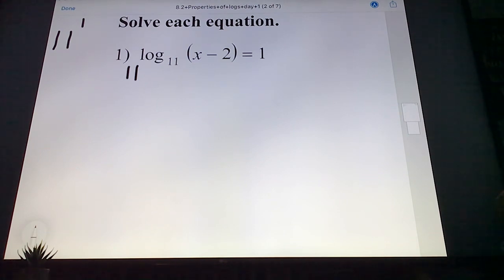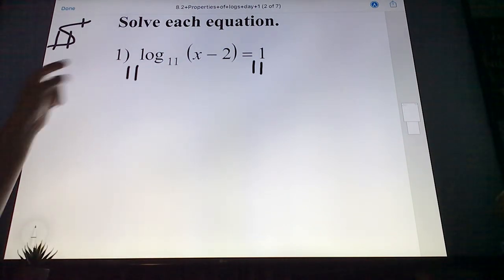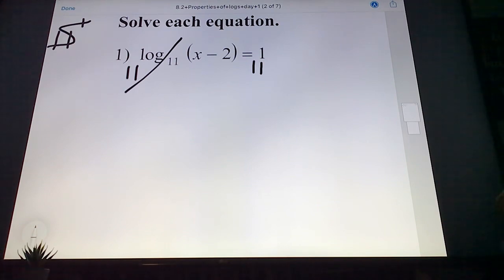So now this is 11 raised to the power of log 11. And then whatever you do in algebra on one side, you have to do to the other side. And what this does here on the left is cancel it out. So now we're just left with x minus 2 equals, well, 11 to the 1 power is 11. And the powers you guys might have to do on your calculator.